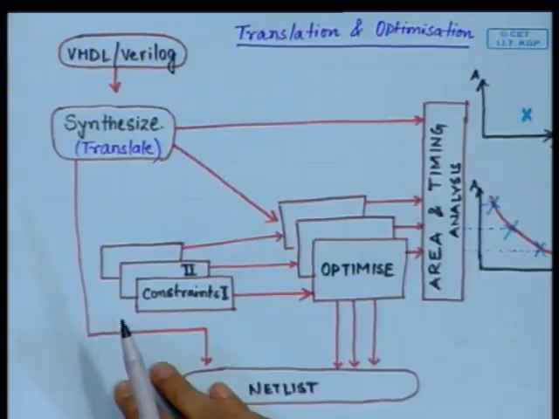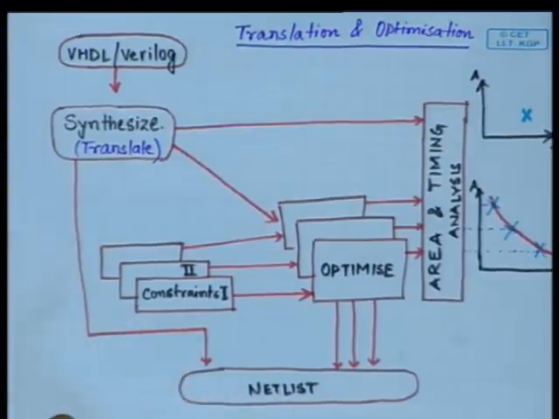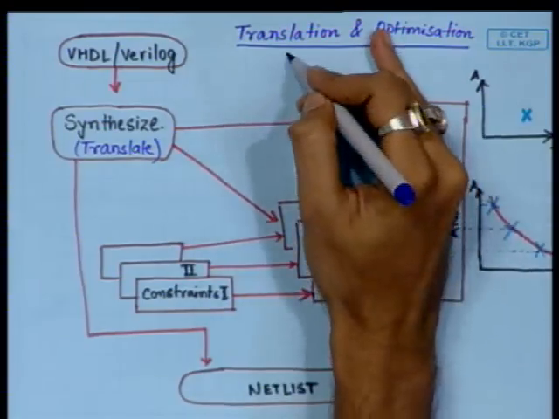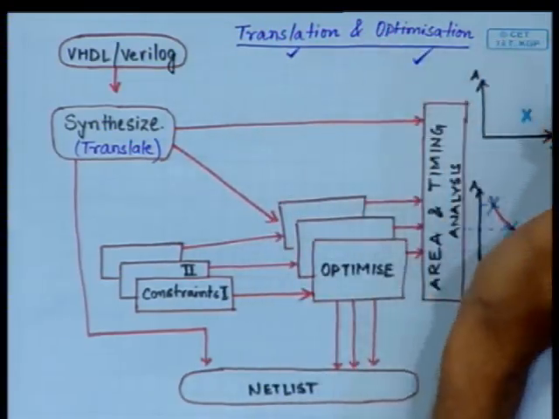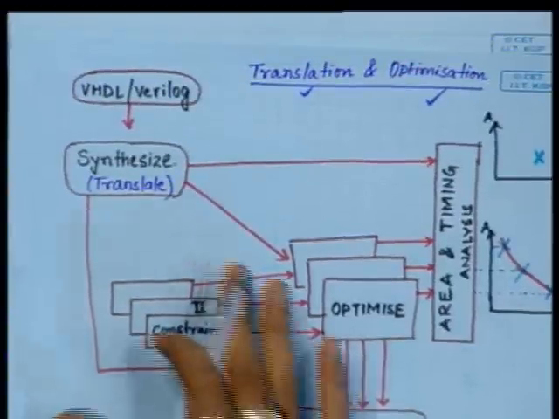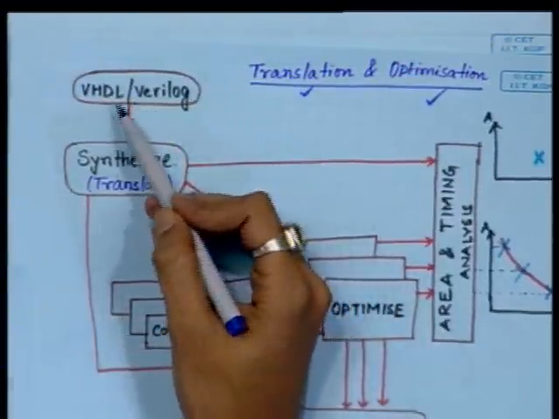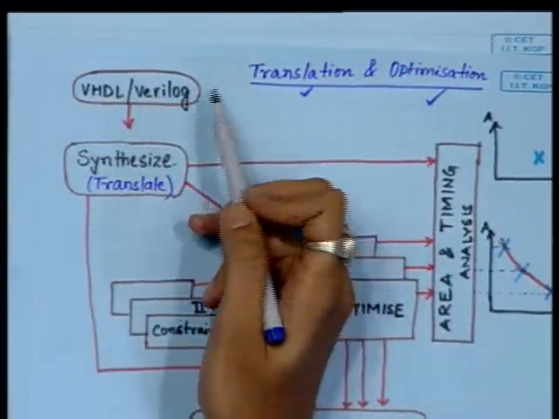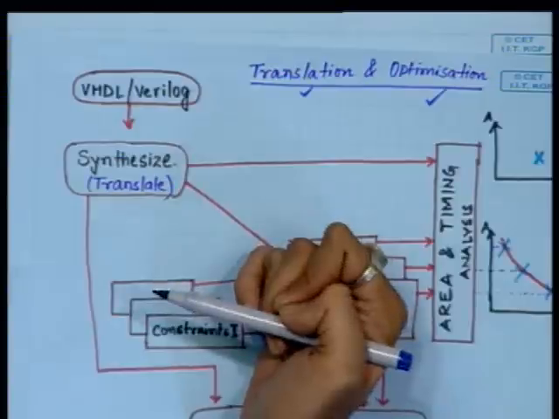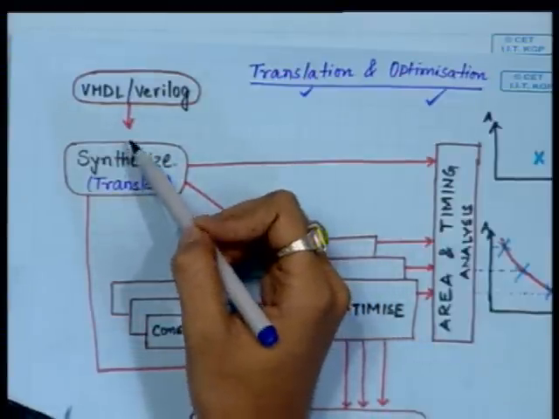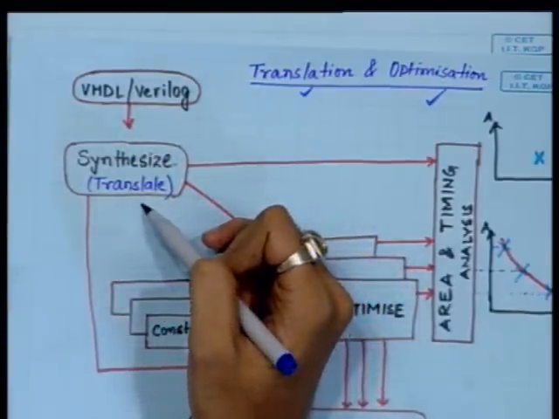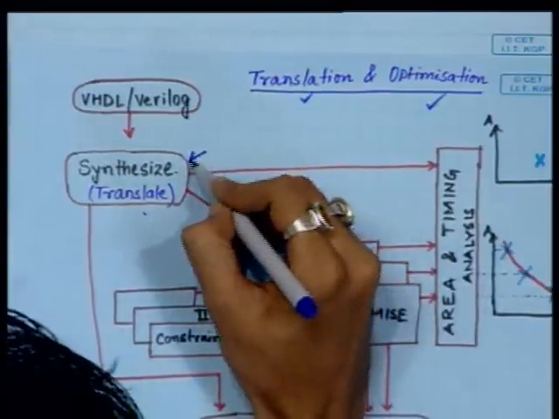Next, we will talk about what actually happens in a tool. We will talk about translation and optimization. So we saw that the input is a Verilog or a VHDL code. At the first level, we translate it. When we translate it, what do we get?